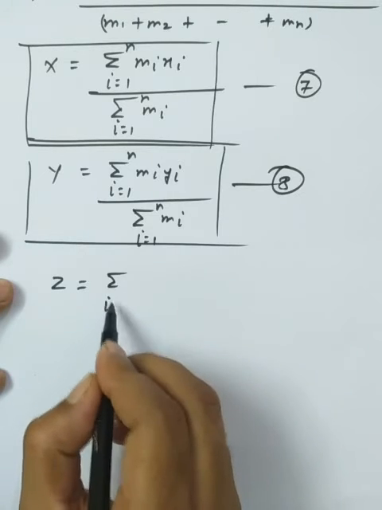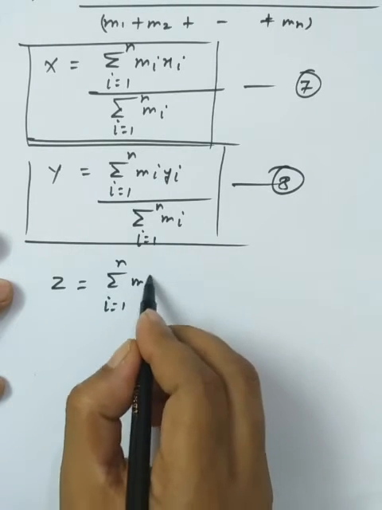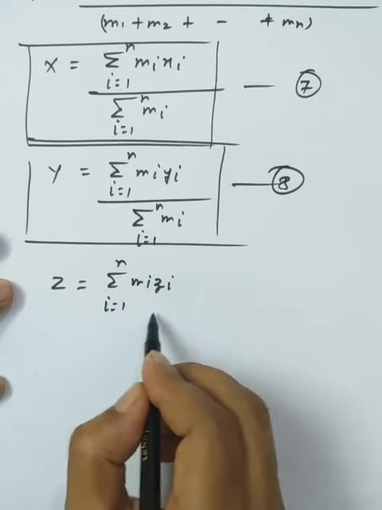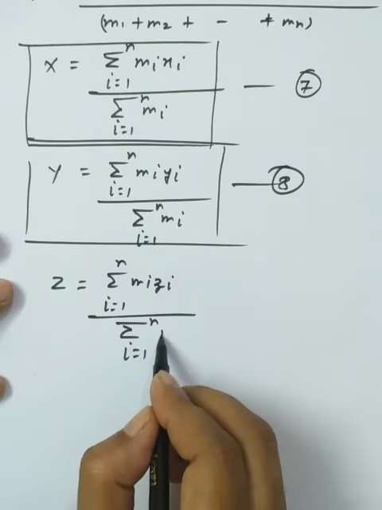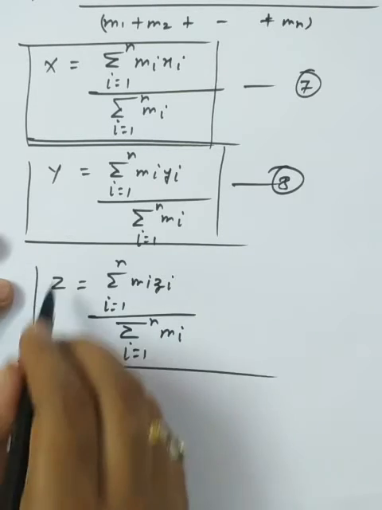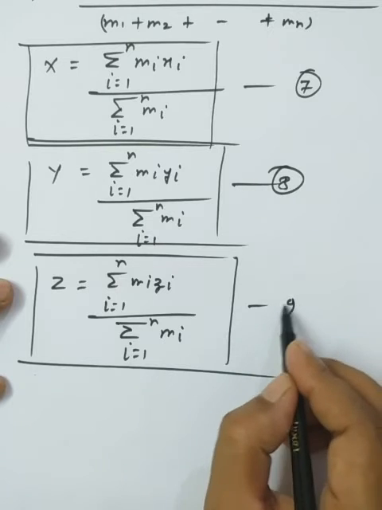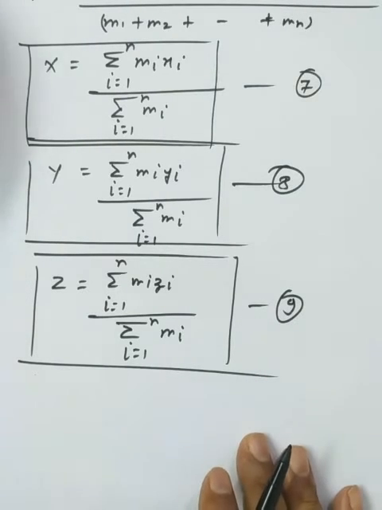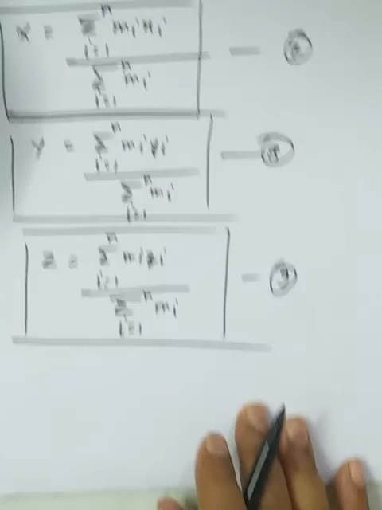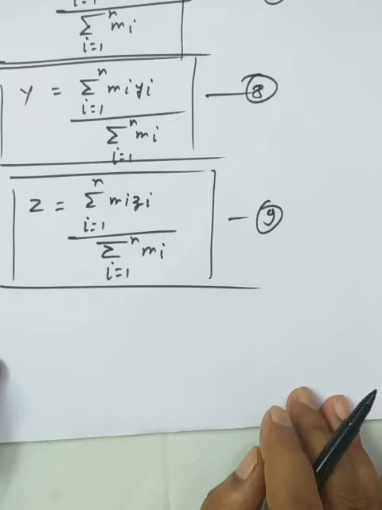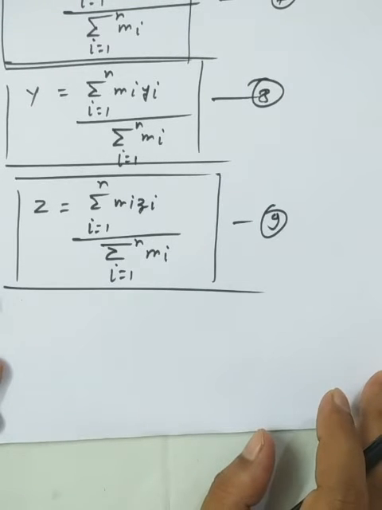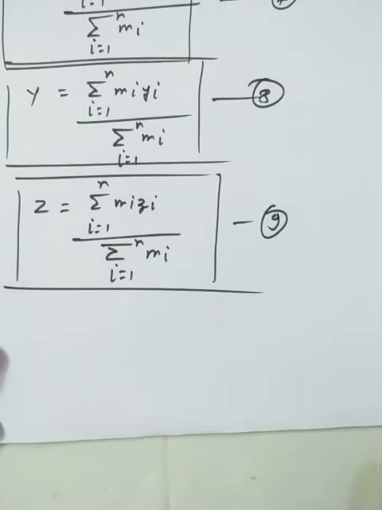Suppose we are getting summation i = 1 to n of mi zi, divided by summation i = 1 to n of mi, the total mass. So this is the z coordinate of the system, equation number 9. Okay, so these are the general equations we have. Now we are assuming the situation where the system is not lying in the xy plane, or it lies in space. So we can replace the equations.